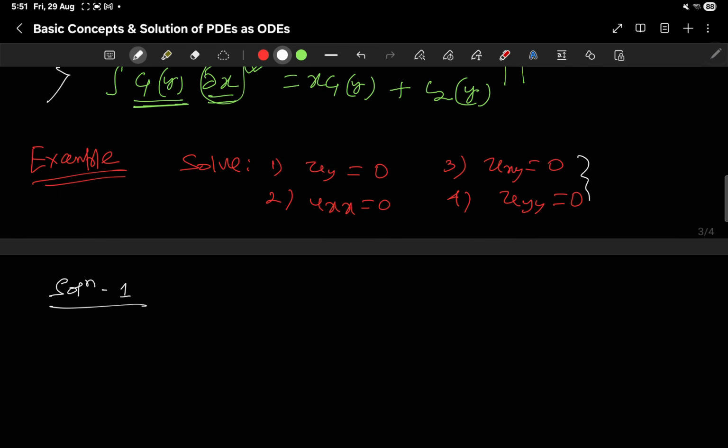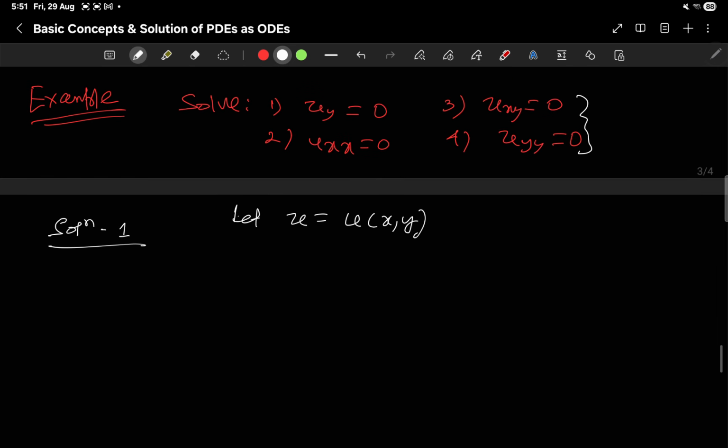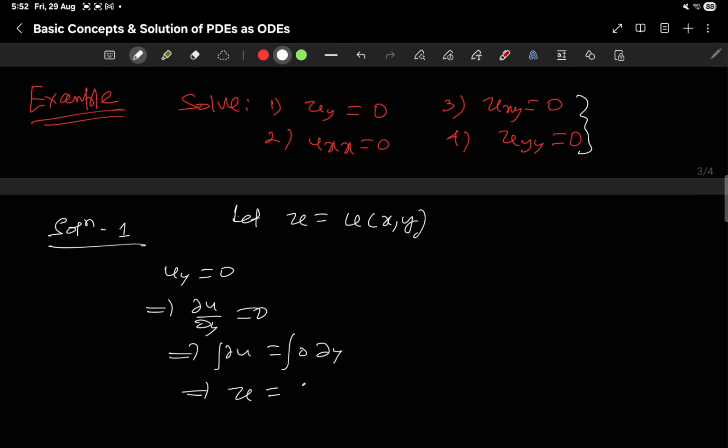Now you are asked to solve the following simple PDEs. So here let u be of the form u(x, y), two variables. In this case what will be the solution? Here uy is equal to 0. So that means del u by del y is equal to 0. That means del u is equal to 0 del y. Now if you integrate both sides, u will be a constant involving the other variable.